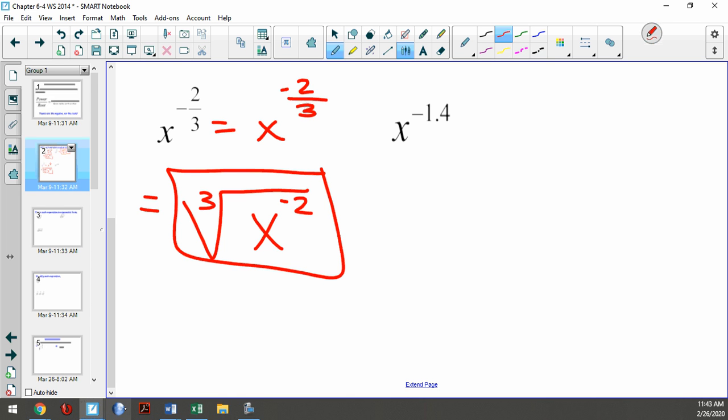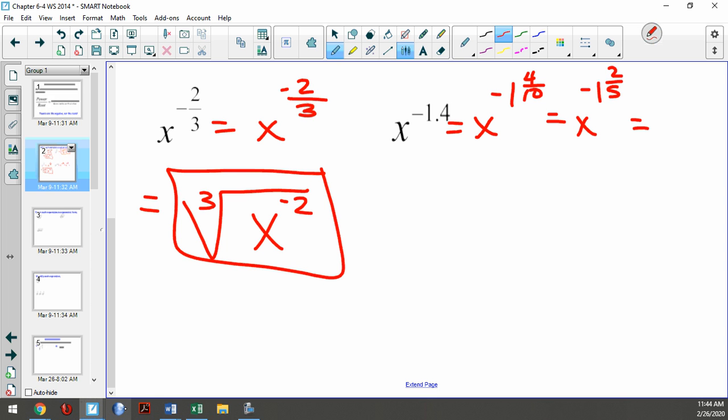This is so cool. Math is extremely easy. X to the negative 1.4. That is a decimal. We don't do decimals. What do we do? Fractions. So the 4 is in the tenths place. So this is x to the negative 1 and 4/10. What does 4/10 reduce down to? 2/5. So this is x to the negative 1 and 2/5.